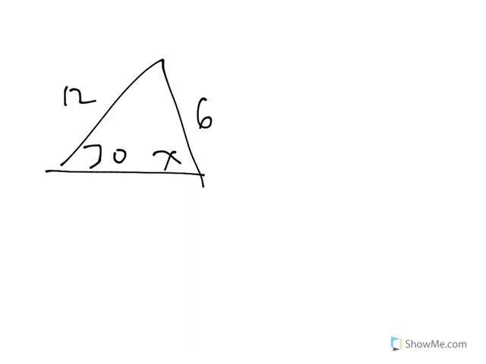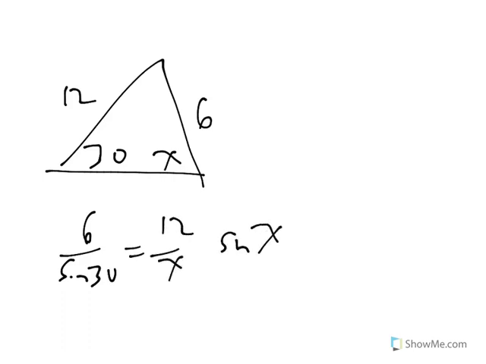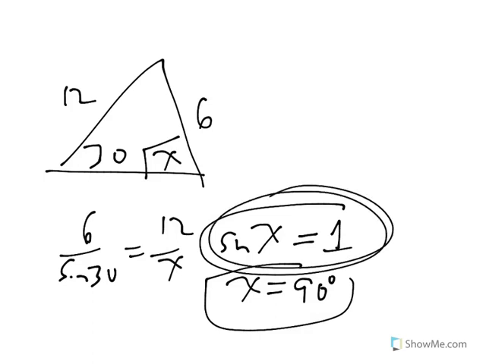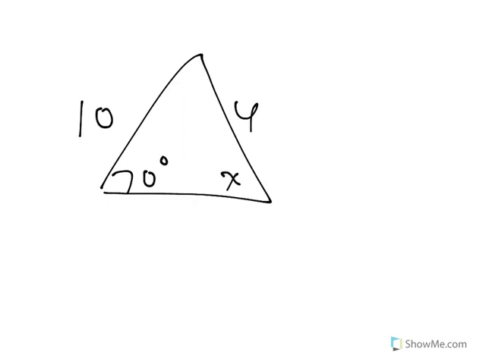Here's a situation where if I use the law of sines, 12 over x, I get sine x is equal to 1. And when that happens, x equals 90 degrees, only 90 degrees. So that would be an example where there's just one answer also. If we get sine x equals 1 at some point, it's just one answer, one right triangle. Again, I'm drawing these almost looking like equilateral triangles, so there's no hints as to what's going on.